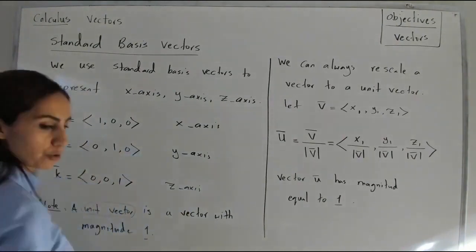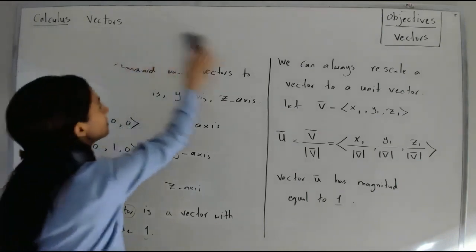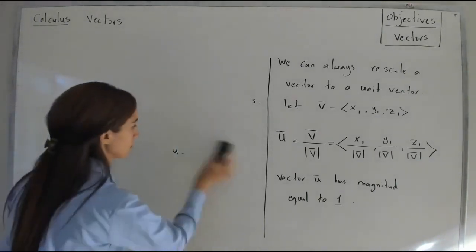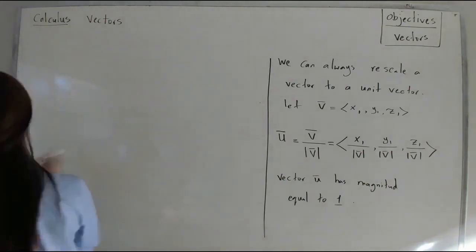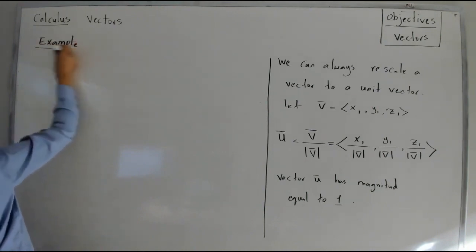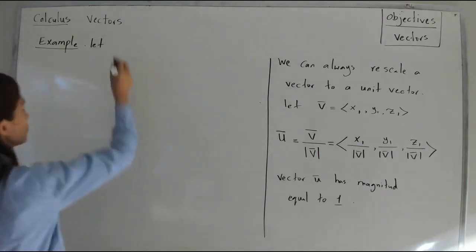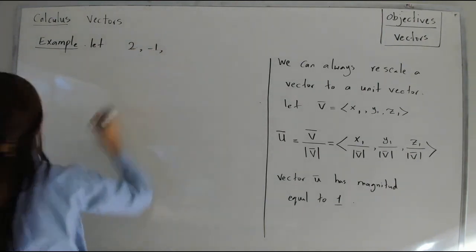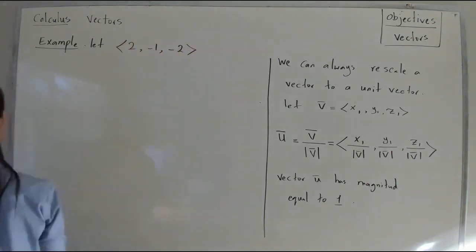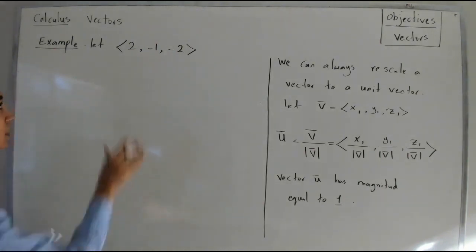Let's go over one example to feel more comfortable about rescaling a vector. Example. Let us have a vector 2, minus 1, and negative 2. This is our vector. Question says, find the unit vector in the direction of this vector.